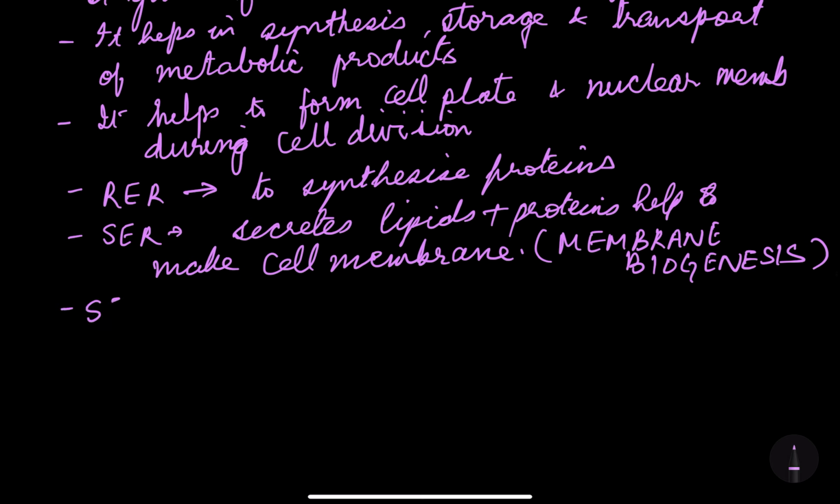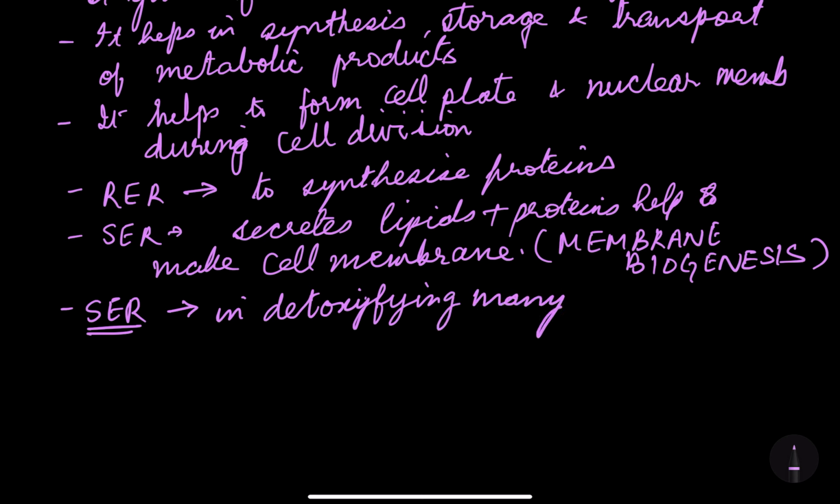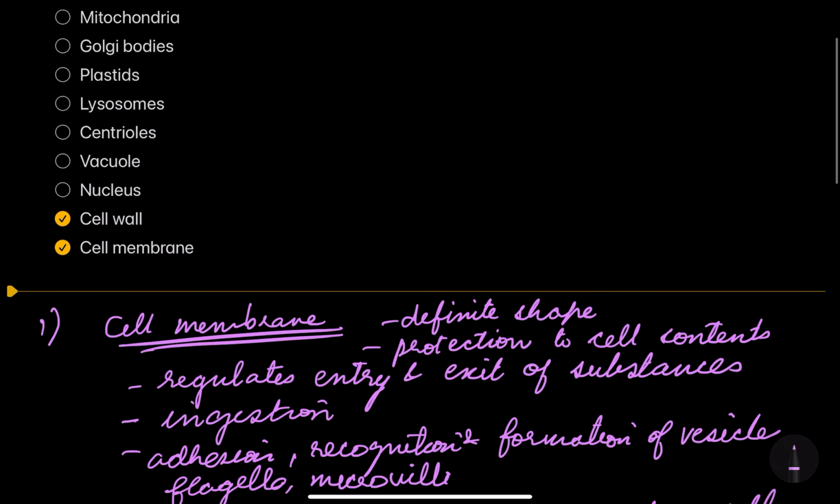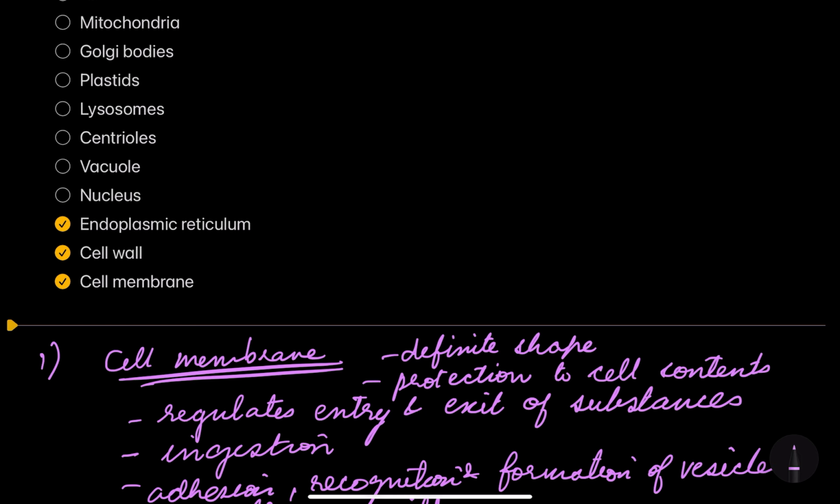Also, the smooth endoplasmic reticulum plays an important role in detoxifying many poisons and drugs. Okay, so those were the functions of the endoplasmic reticulum. Let's move down further. So we've done cell membrane, cell wall, and next we are done with endoplasmic reticulum.